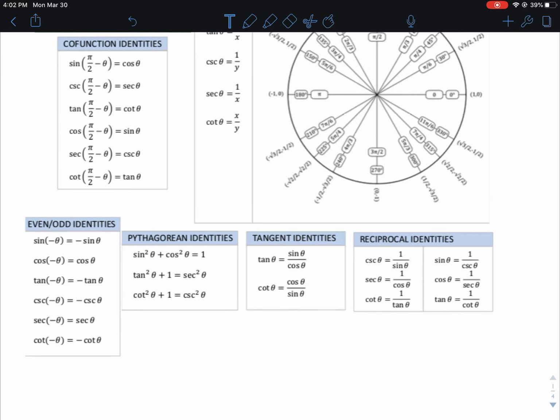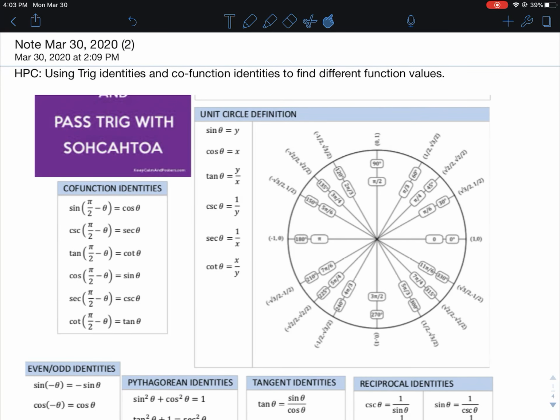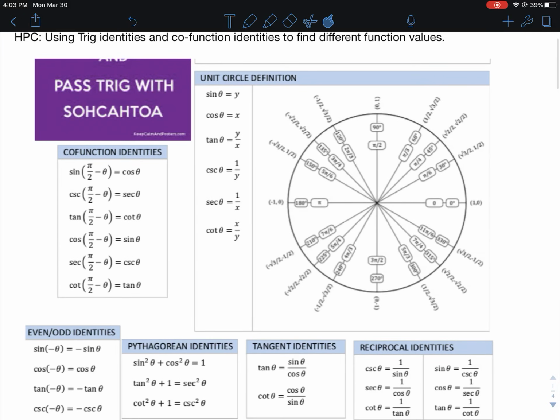Hello, pre-calc. So today we're going to talk a little bit more about the unit circle, but more specifically using the concepts from the unit circle to find other values with things called trig identities and cofunction identities.